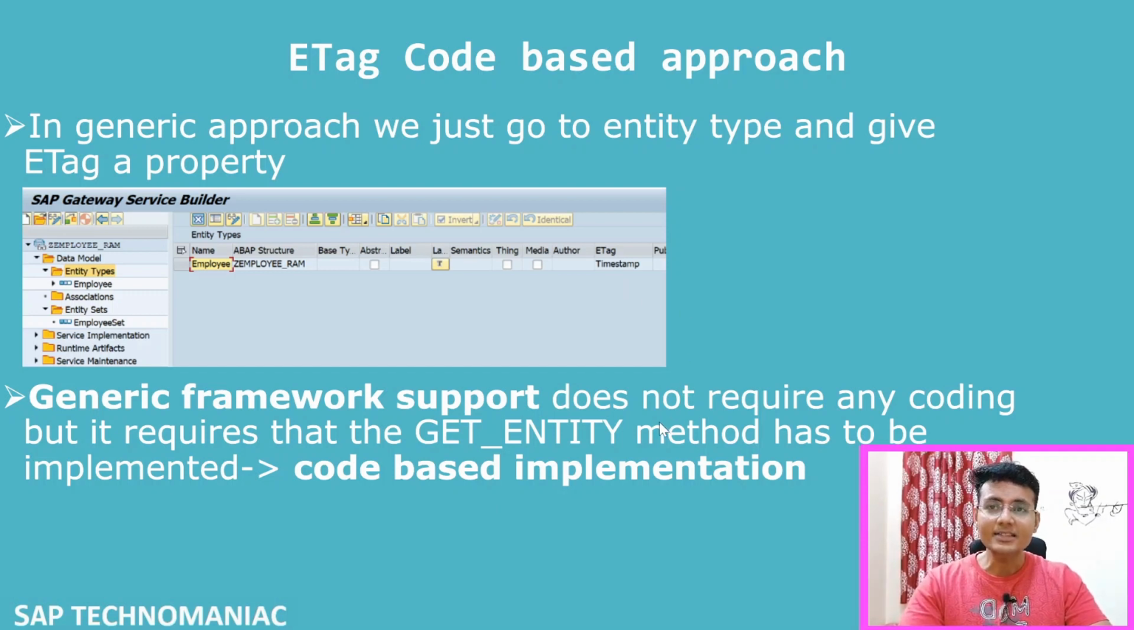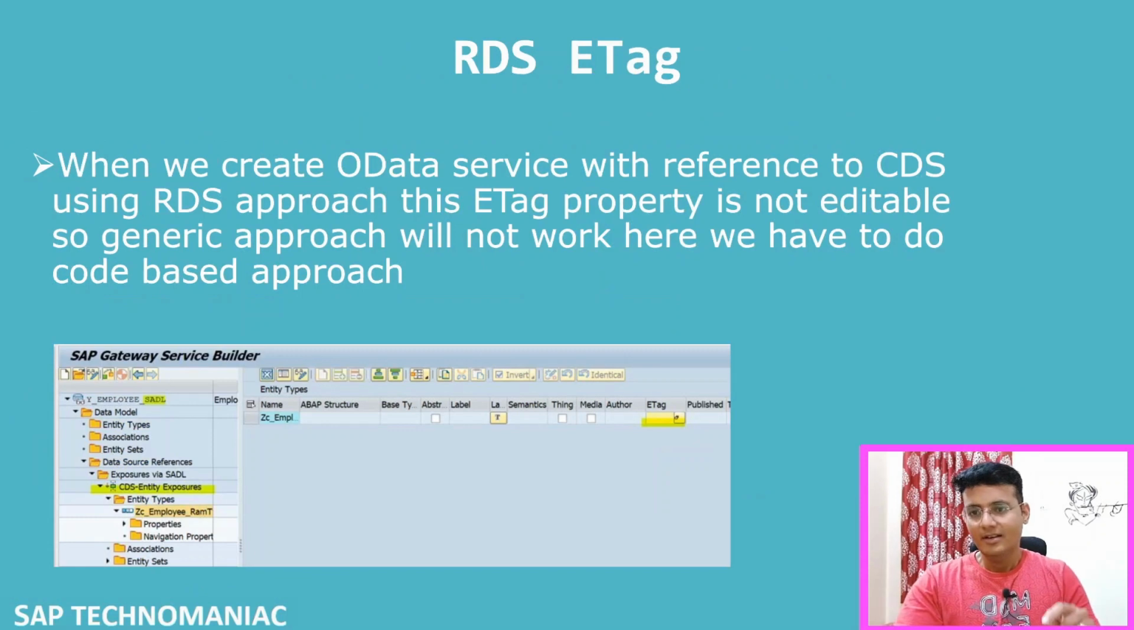But why do we need the code base approach? We have to think about it. There are a few drawbacks in what the framework provides. Not only the drawbacks, but in some places, when we create the OData service with reference to a CDS view, we can't change this particular ETag property. For example, I have created one for practice purposes, the employee SADL project, and we will see in the system where I created the OData service with reference to a CDS view.